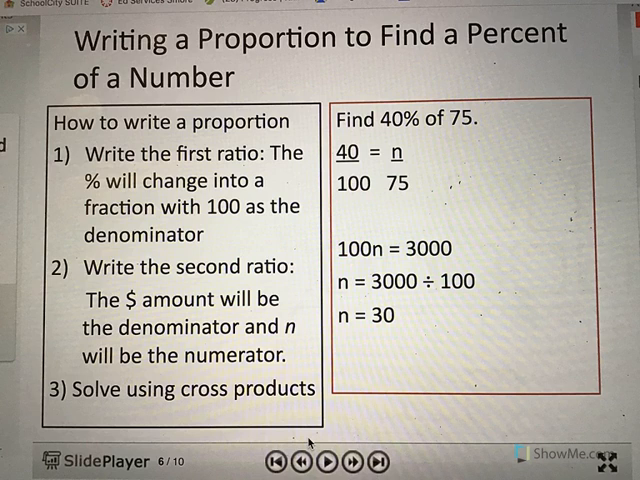Let's look at the problem they did. Find 40% of 75. So let's look at the way they solved it. They set it up the same way: percent over 100 is over of, 75, cross multiply.